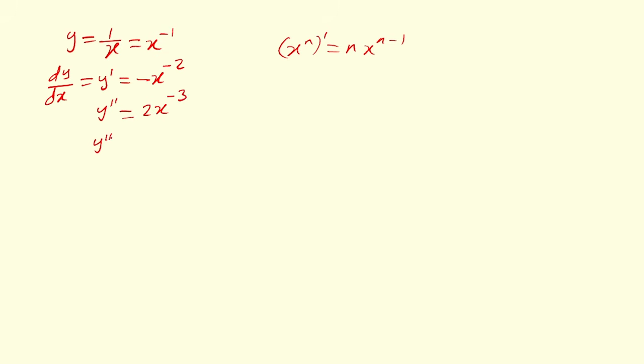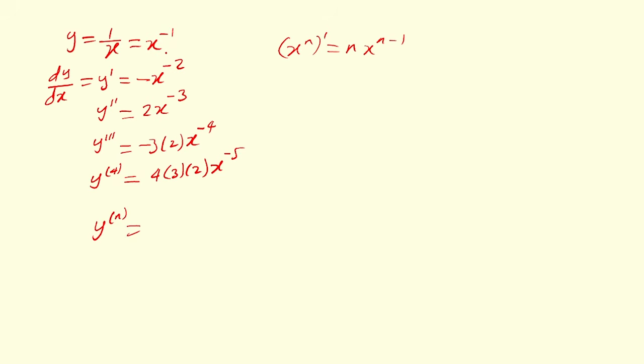Then the third order derivative, n is 3, so minus 3 times 2, x to the power of minus 3 minus 1, minus 4. The fourth order derivative, that's plus 4 times 3 times 2, x to the power of minus 5. Now from this we can observe what the nth derivative is.